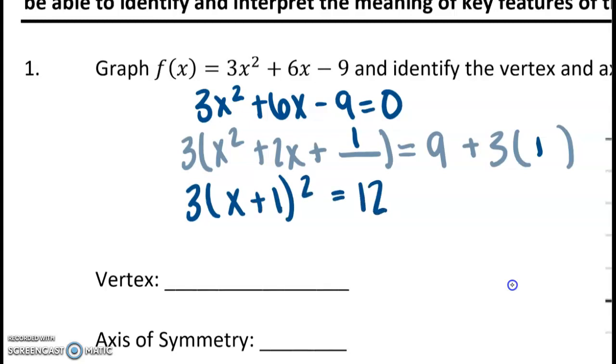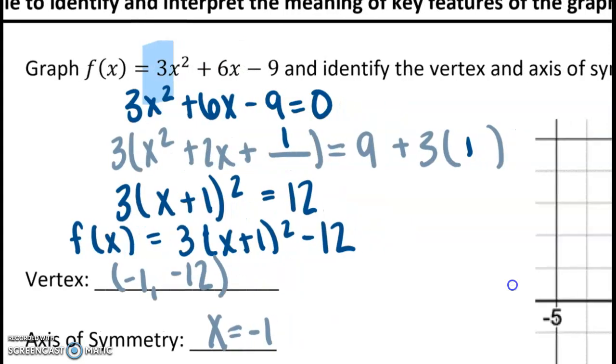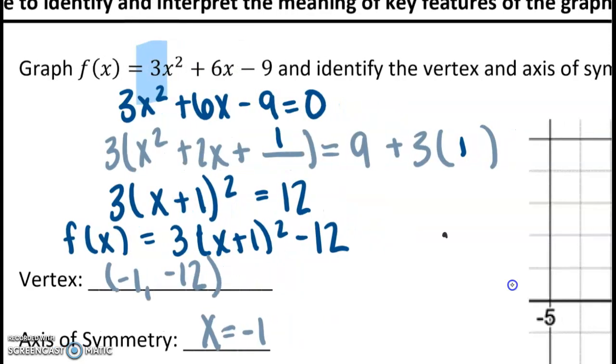I'll have to move that 12 back over to be in vertex form. 3 times x plus 1 squared minus 12. So here we have vertex form. Our vertex here is -1, -12, and my axis of symmetry is x equals -1. My a value here is 3. So if I were to graph that, we would take our 1, 3, 5 and multiply those values by 3.